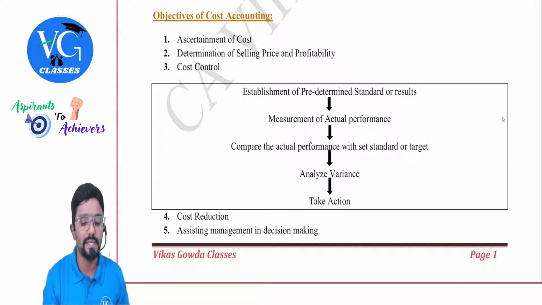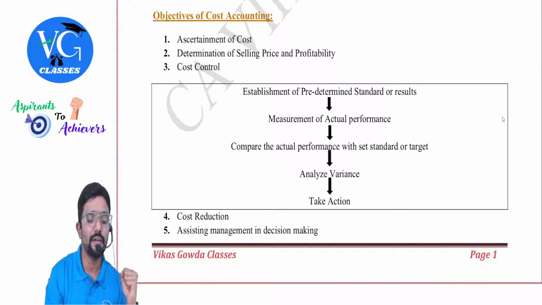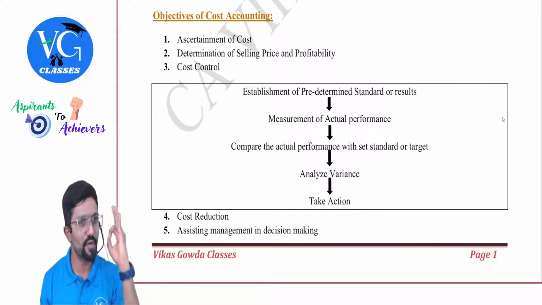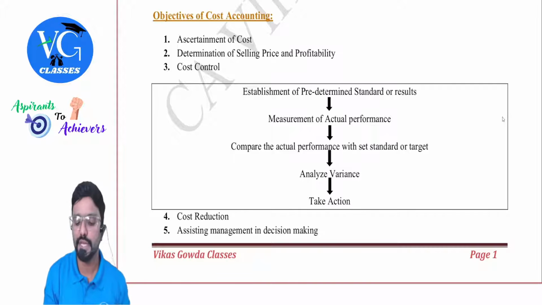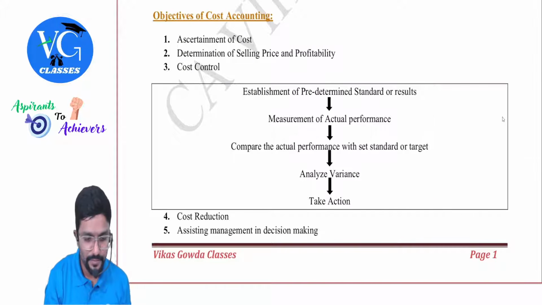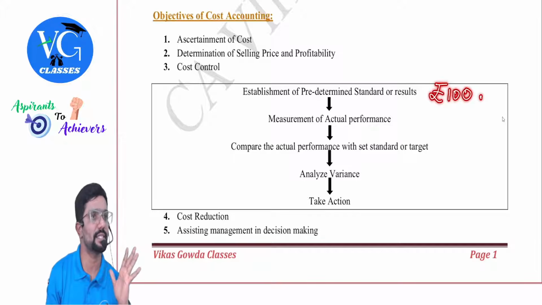What is it? First, under cost control, we will follow different steps. At the beginning of the year, we will fix some predetermined costs. For example, to produce each and every unit, I am supposed to incur a cost of how much? 100 rupees. Yes, sir. 100 rupees. We call this as standard cost.